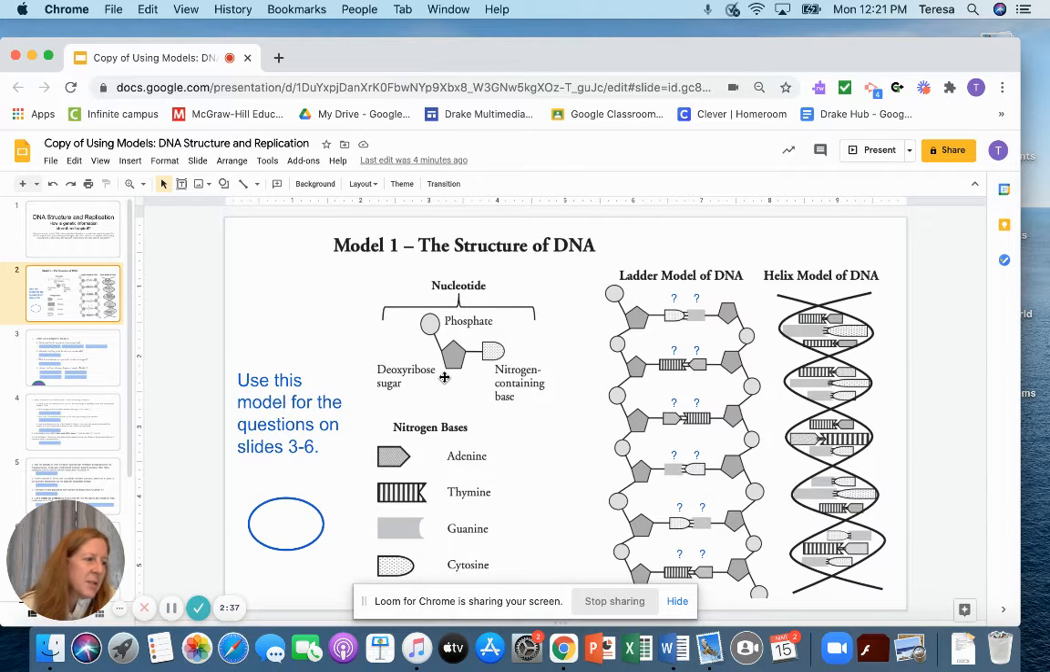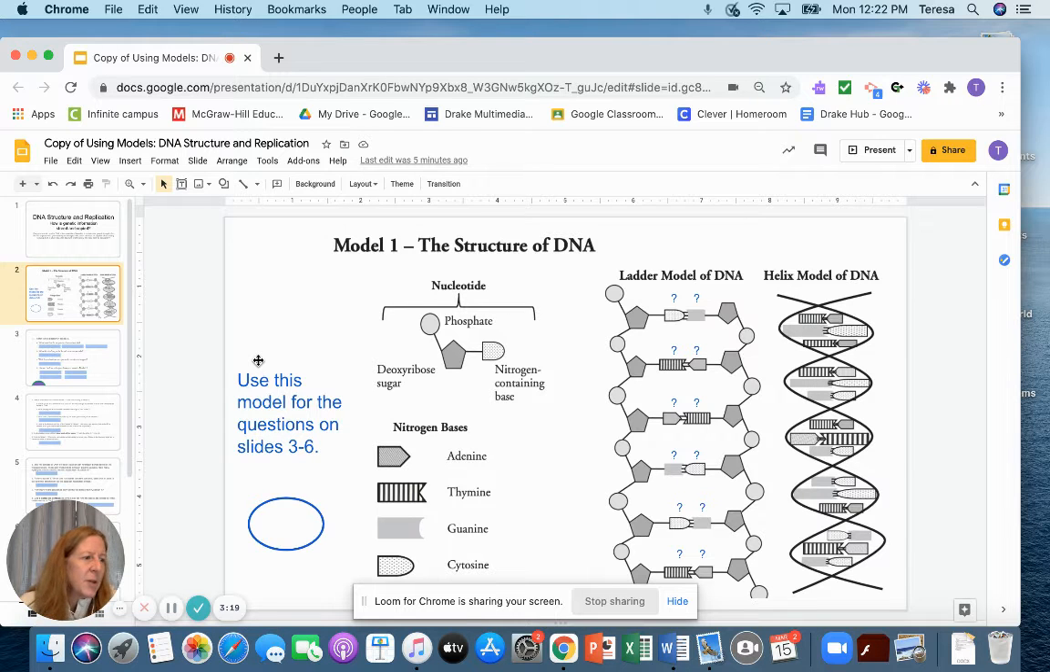And then question C, which nucleotide component contains nitrogen? There are 3 different nucleotide components. This one is described as the nitrogen-containing base. So the bases are what contain nitrogen. And then what are the 4 bases that are in DNA or in our nucleotides? There are 4 different bases that are possible. We have adenine, thymine, guanine, and cytosine. So those are the 4 different bases that we find in DNA. And you'll see each of those bases is coded for with a different shape.